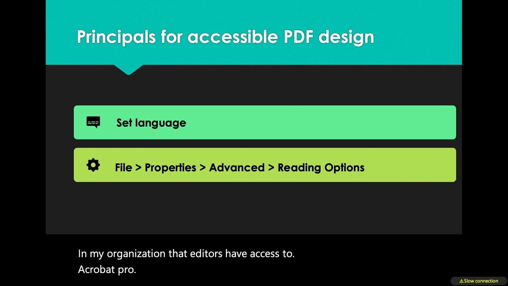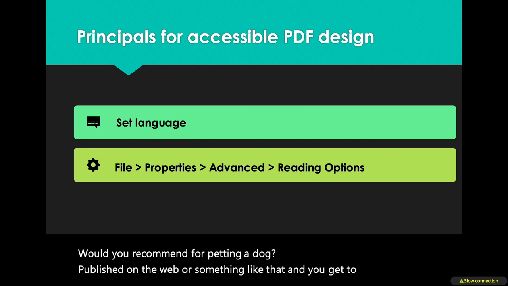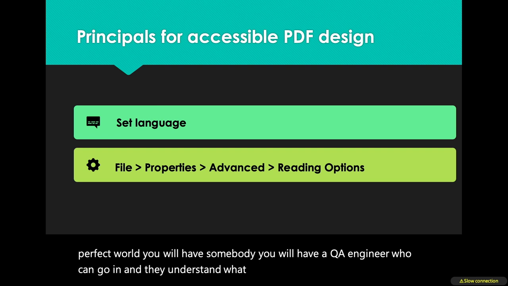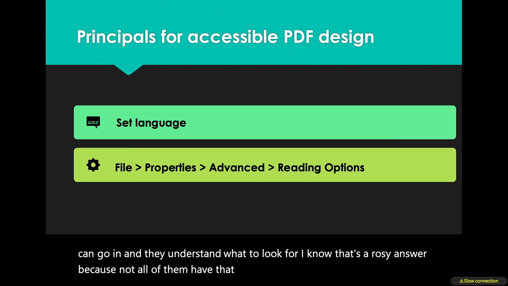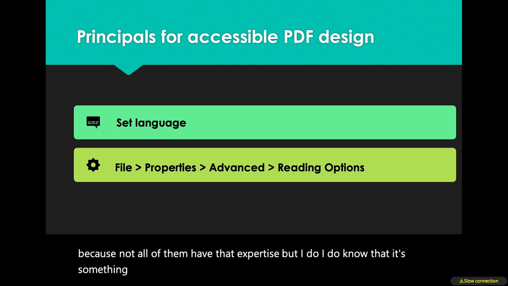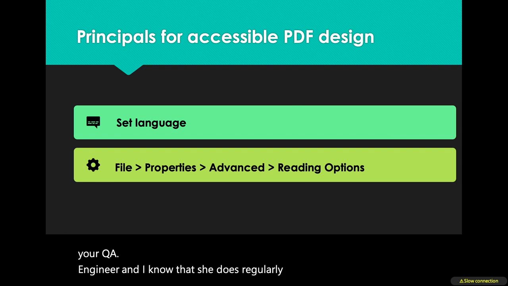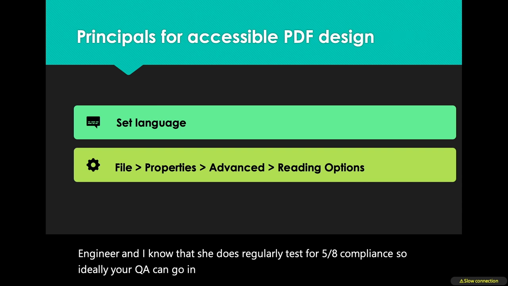What would you recommend for vetting a document before it gets published on the web, and who can get to it to scan it? So in a perfect world, you will have a QA engineer who can go in and they understand what to look for. I know that's a rosy answer because not all of them have that expertise, but it's something that we practice. On another project I was on at Steampunk, we didn't deploy anything to dev before it had been tested by our QA engineer, and I know that she does regularly test for 508 compliance. So ideally, your QA can go in and take stock of that.